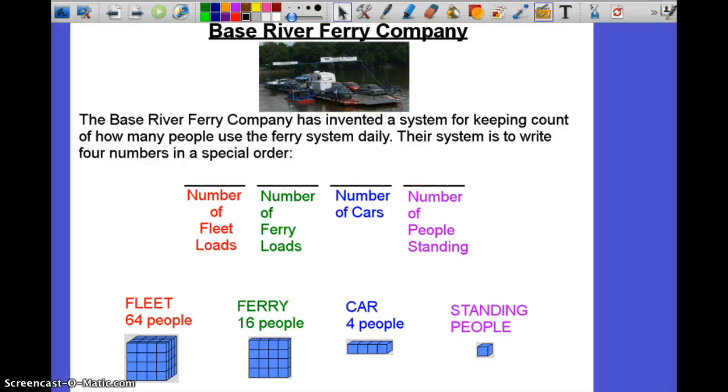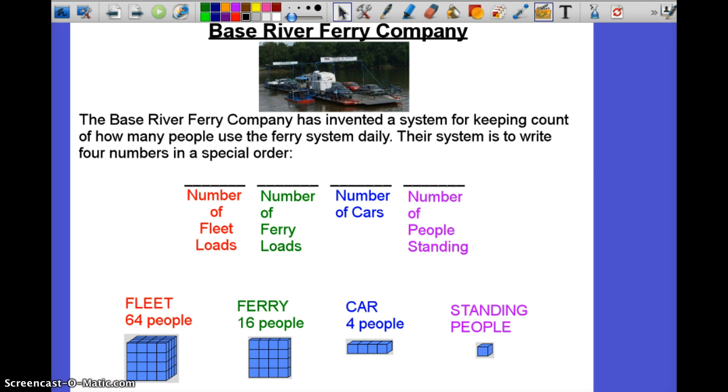We'll go through what you should do with students after they do the Base River Ferry Company activity in partners or groups. This should be the revelation that they really are working with value and place value, using those digits to determine value just like they do in base 10, but now we're putting the mathematical language into it.